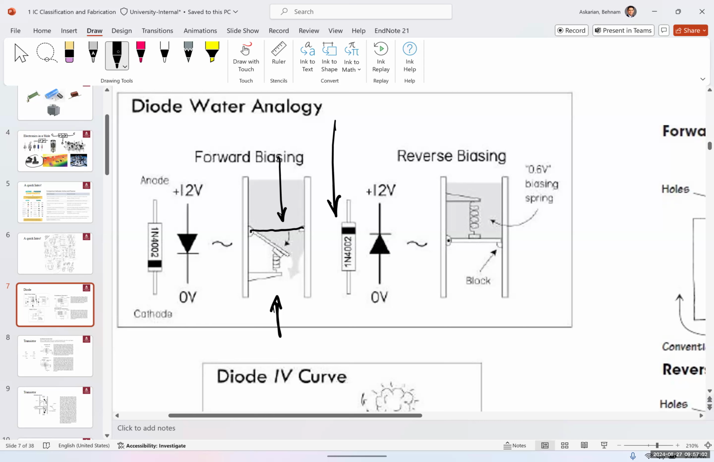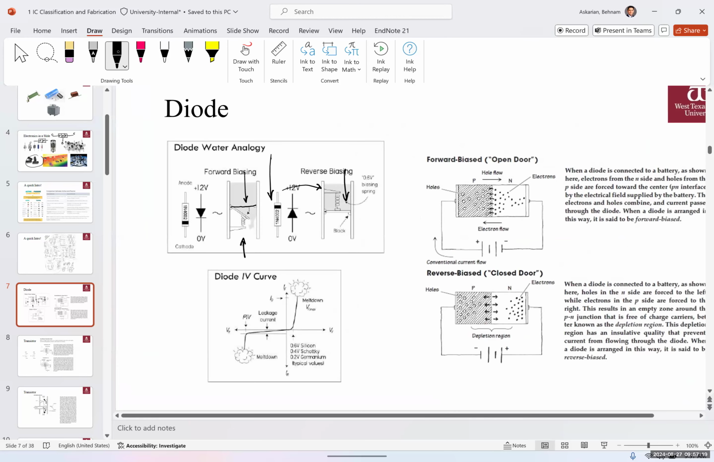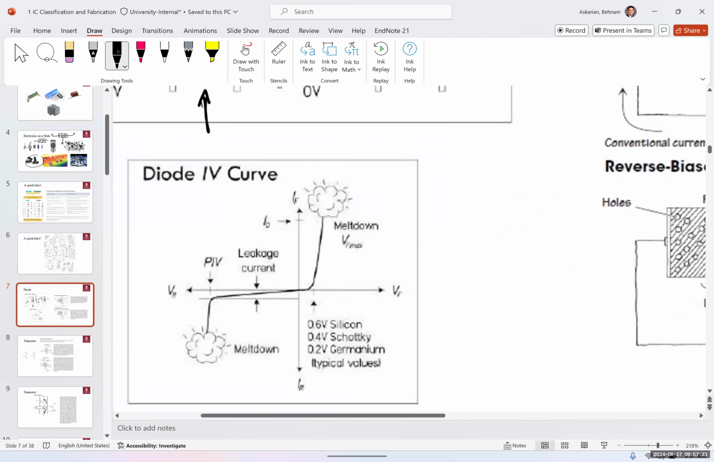And when you're going in the opposite direction, for example, if this is rotated 180 degrees, when water is coming down, it's going to block the current from passing through. We have the diode current-voltage curve. This is for a non-ideal diode. For the ideal diode, it's going to look like this.